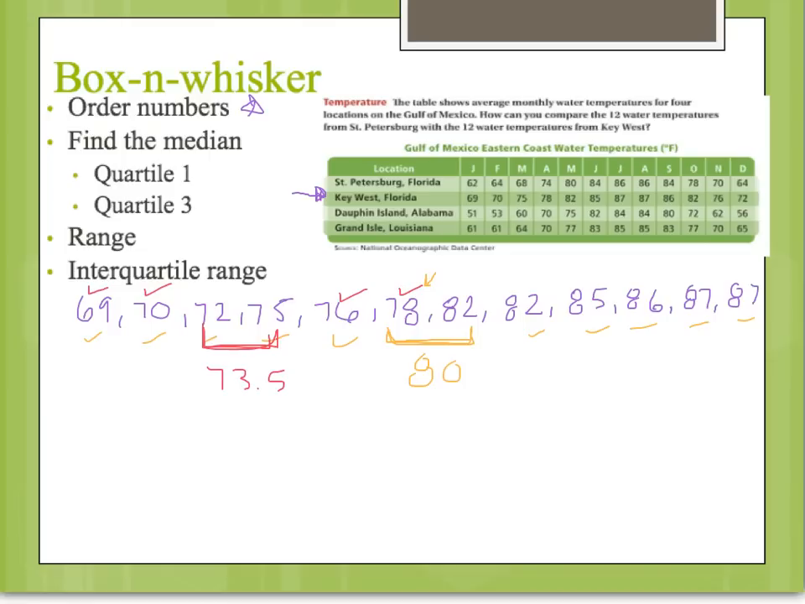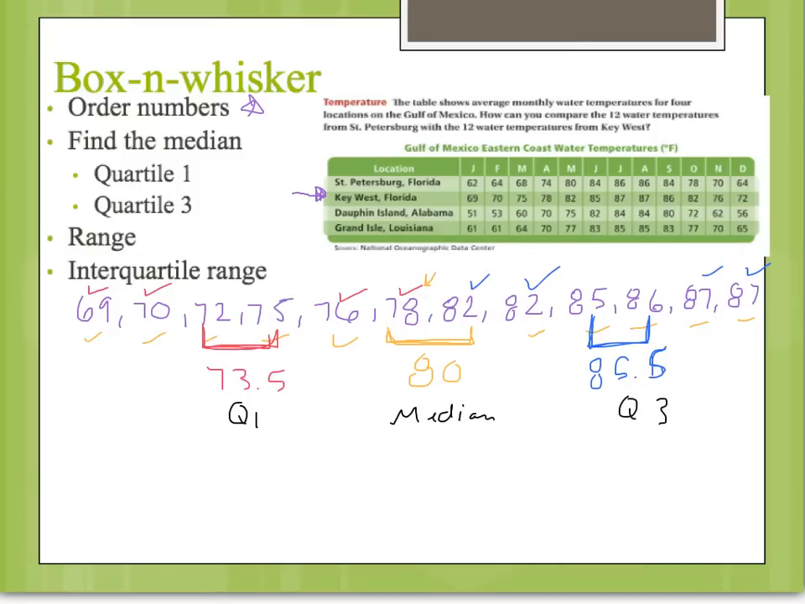And then the same thing for the bottom set of data. I want to find the median of the bottom set. So the median would be in between these 2 numbers, which would be 85.5. Sorry. So this is my quartile 1. This is my median. And this is my quartile 3.